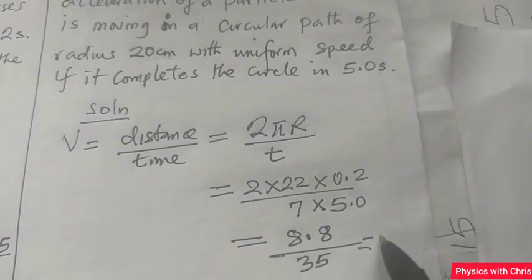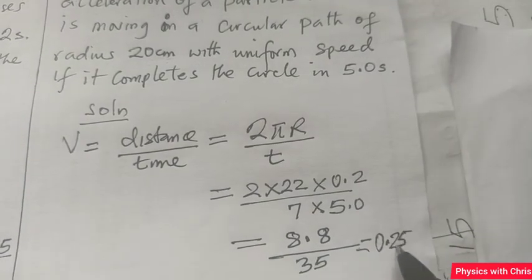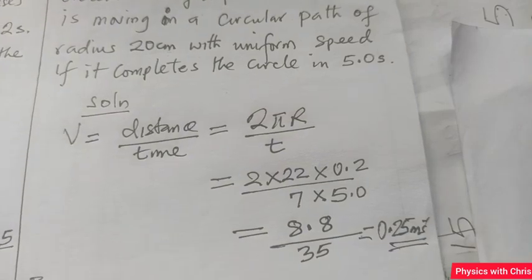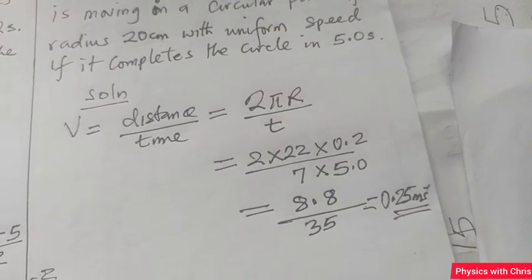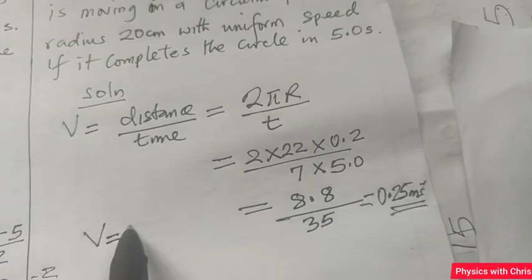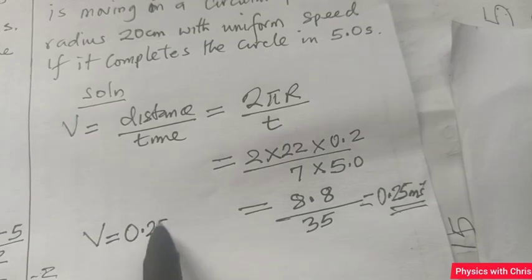Okay, that gives me 0.25 meters per second. That's after computing 8.8 divided by 35. Now that is the speed, and you need to note that this speed we have calculated is constant. Come back to the question again.